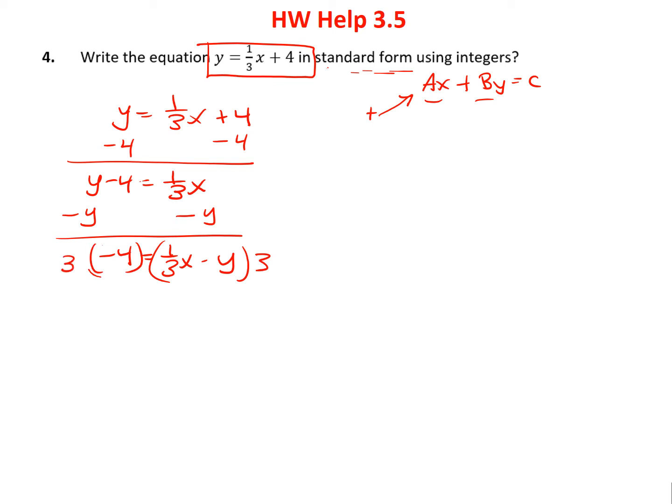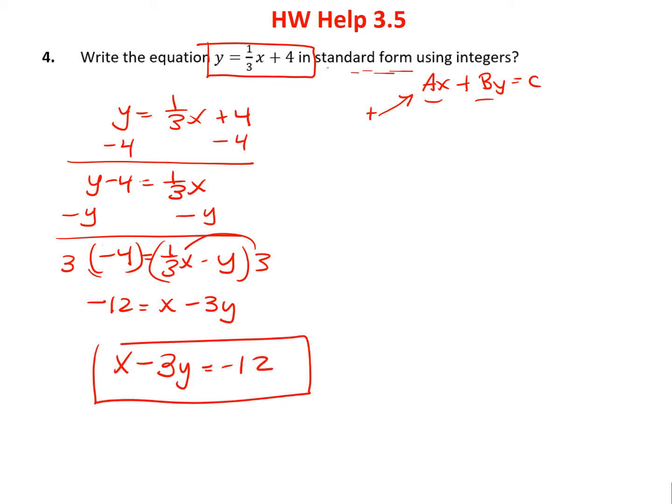And 3 times minus 4 is minus 12. 3 times 1/3 x is x, and then 3 times minus y is minus 3y. Now, if we just flip it over with the commutative property, I can switch these and say x minus 3y equals minus 12, and that is the same equation in the standard form using integers.